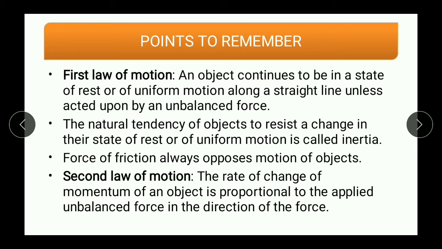Then comes the second law of motion. The second law of motion states that the rate of change of momentum of an object is proportional to the applied unbalanced force and it is in the direction of the force. So the rate of change of momentum, mathematically you can write it as dp upon dt. So the difference in momentum divided by the difference in time, or you can say the derivative of momentum with respect to time, is proportional to the applied force.